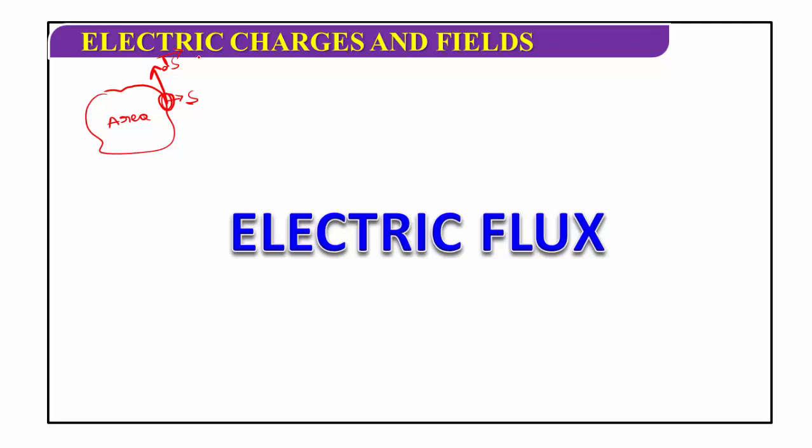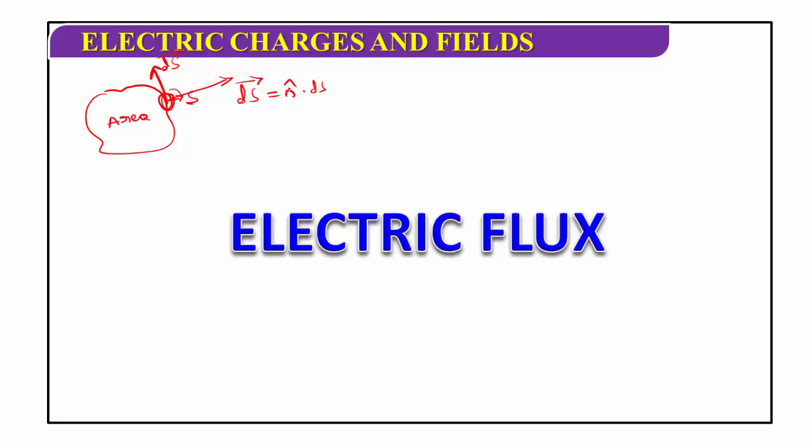According to the properties of electric field lines, the electric field lines are always perpendicular to the surface of a charged conductor. Using that concept, this is called the area vector. We can write the equation dS equals n, the unit vector, into dS, where dS is the magnitude of the area element.